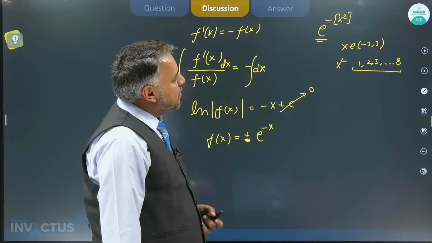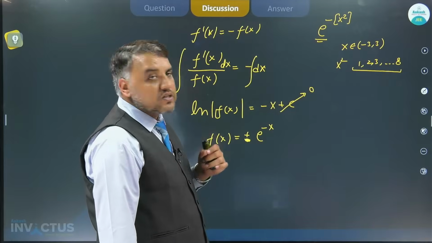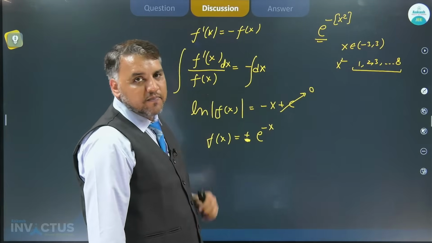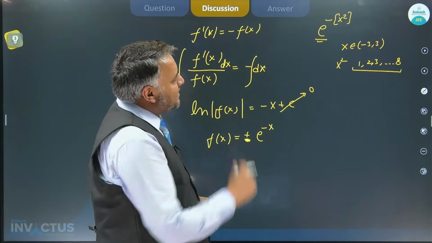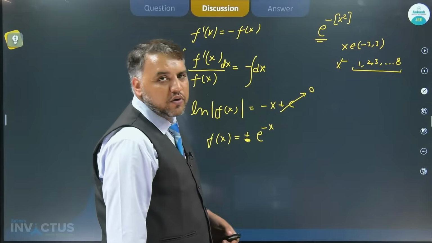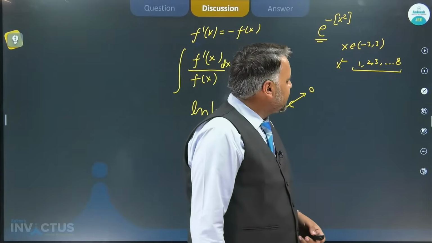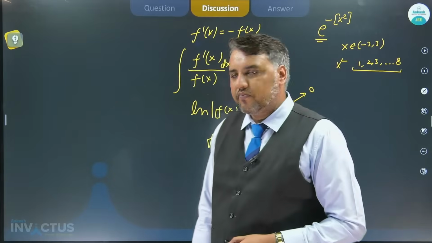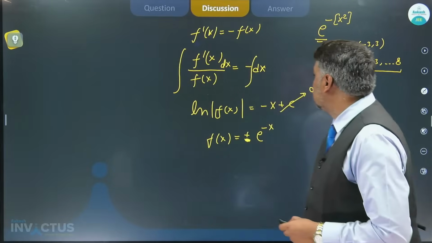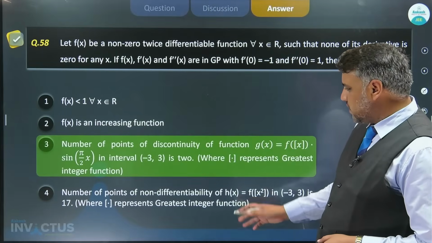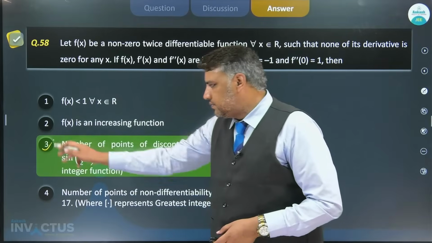Now at x is equal to 0, this x square does not cross an integer level. On the left side or the right side, it will approach 0. So the function will be continuous at x is equal to 0. So there are only 16 points where the function is discontinuous. Okay, the option was given 17, option 3 is correct.